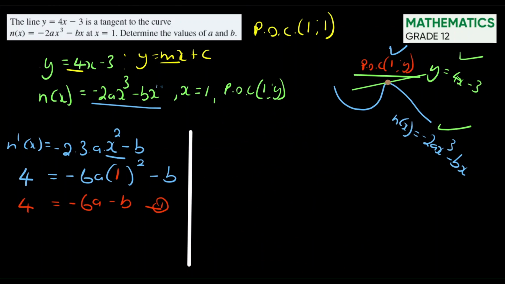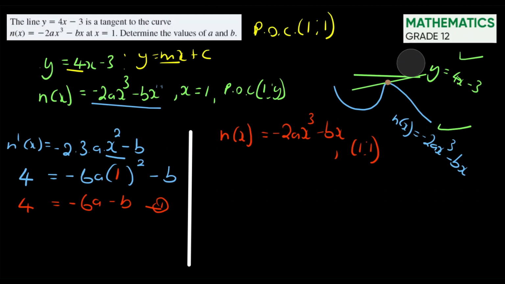And how do we go about it? We go about it by saying, remember we have n of x, which is negative 2ax cubed minus bx. And the point of contact lies on this graph as well. Because remember, this point is a point on both of these graphs.